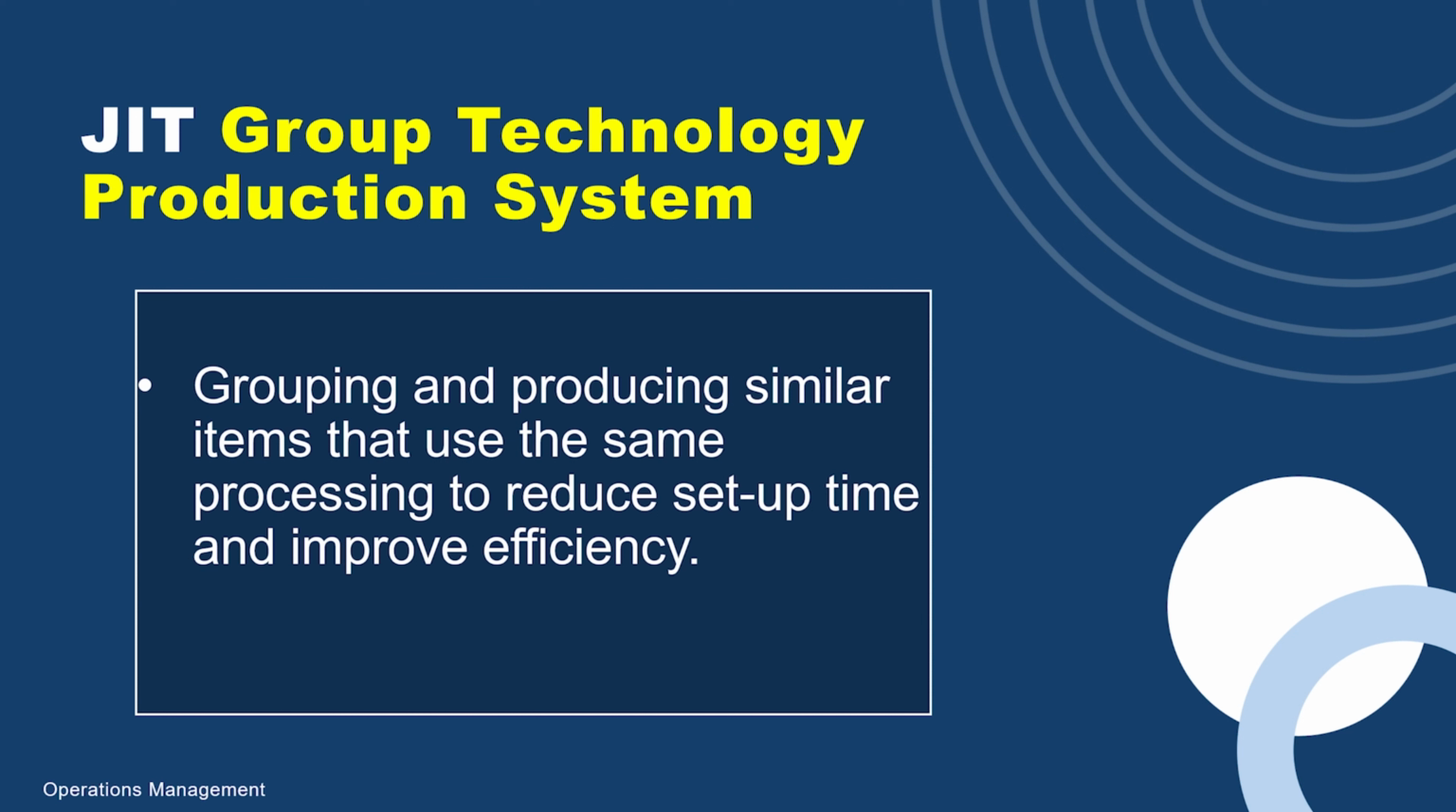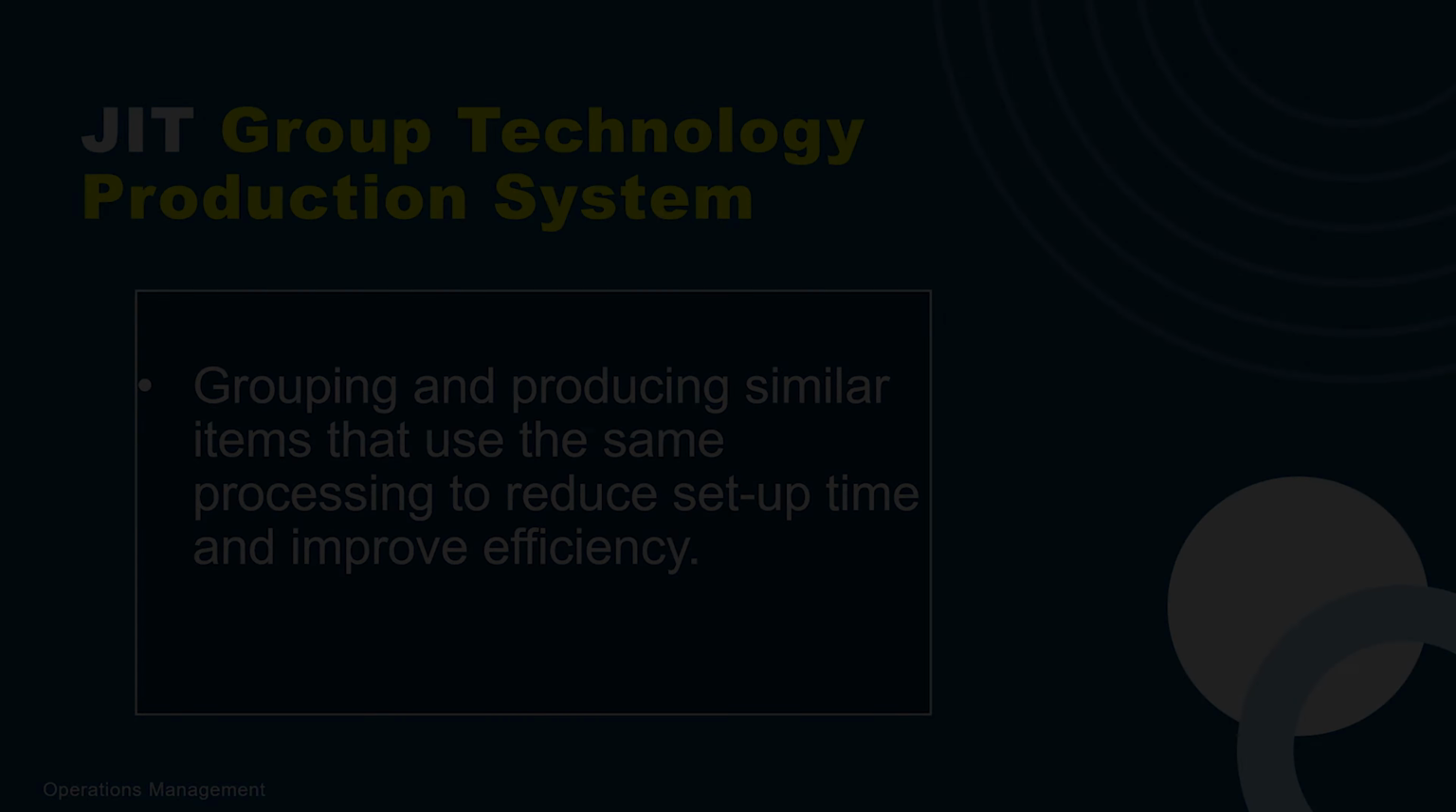Now let's talk about the group technology production system. I mentioned this briefly in another video, but this is specific to the just-in-time environment. The idea is you're using the same essential processing sequence. So setup time is reduced. The flow of material is not interrupted. Things are pretty much the same because of the nature of the product or like products that you're producing.